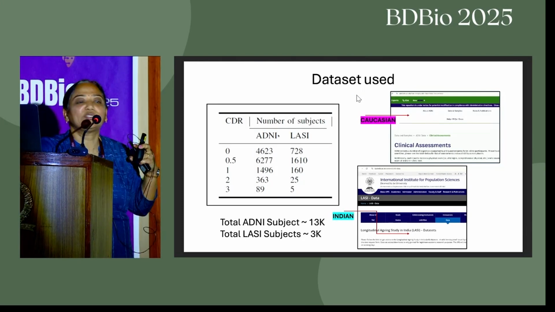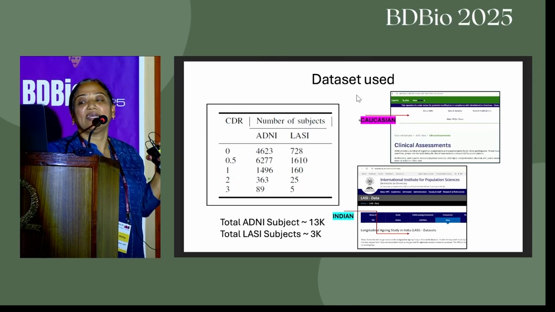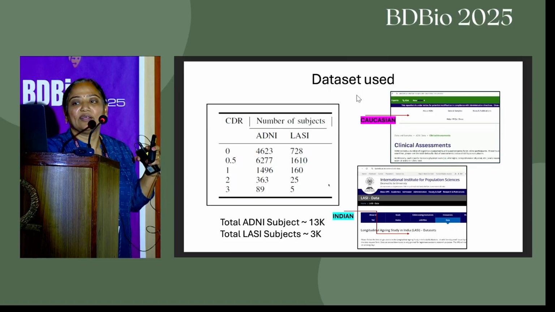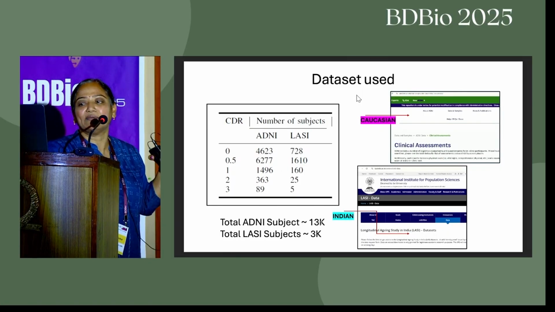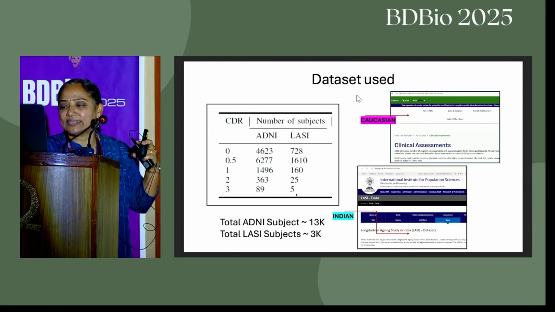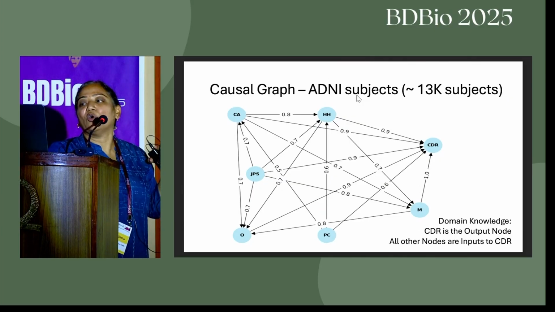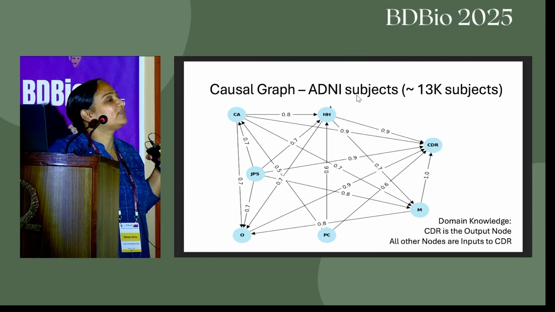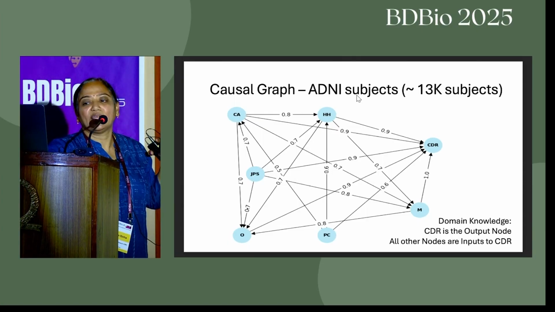So here we used data sets of 2 types, ADNI, which is Caucasian, and LASI, which is Indian. We tried to use a large data set, respectable number, 13,000 from ADNI and 3K from the Indian data set. And this is the causal graph we got over 13,000 subjects of ADNI. As you can see, it's a dense graph.